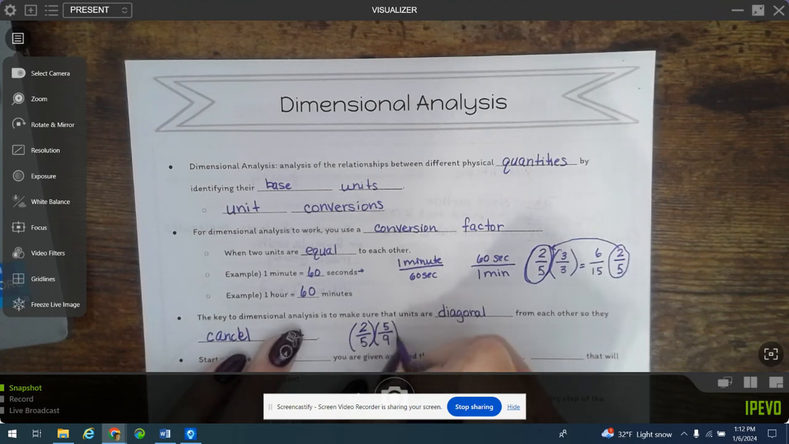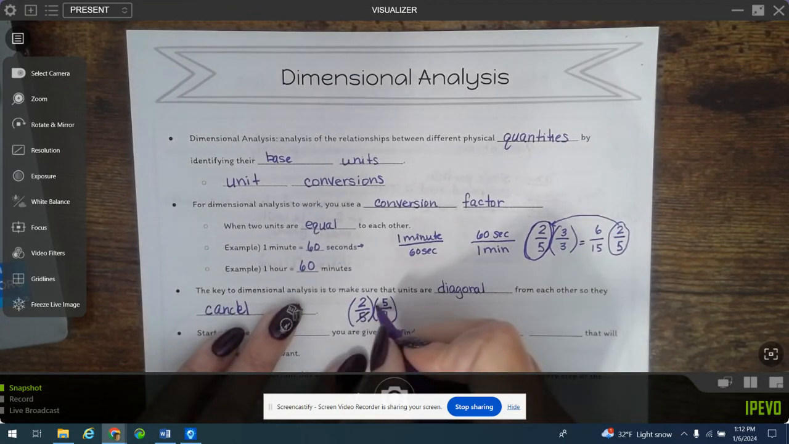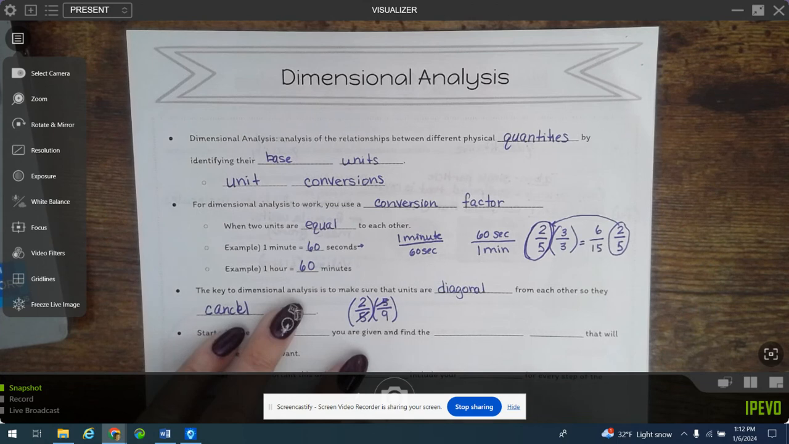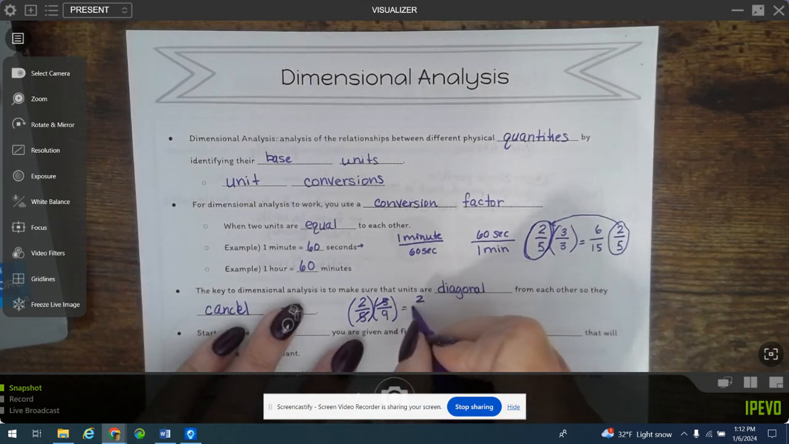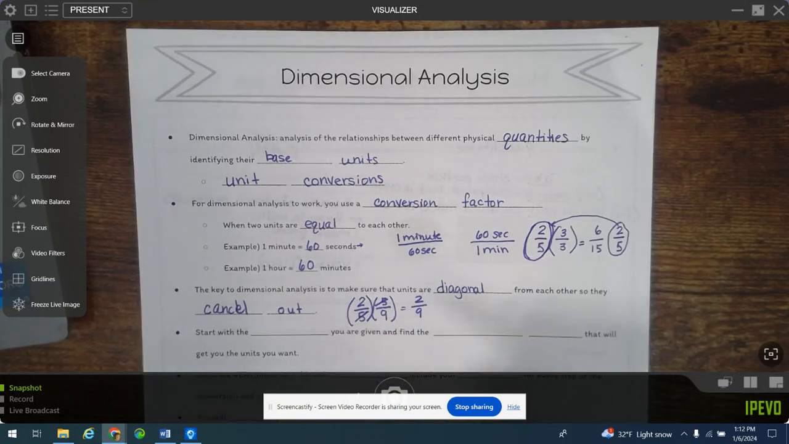In multiplication with fractions, we know if you have a number on the top and a number on the bottom, those numbers cancel out. So our answer to this would just be 2/9. Units can be used exactly the same. If we include our units as we're doing multiplication or division, the units cancel out if we have the same unit on the top and on the bottom. And this allows us to convert from one unit to another unit.